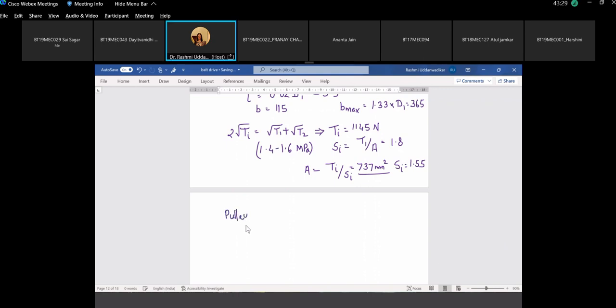We have exactly half an hour for completing the pulley design part. Okay, so normally we design the larger of the two pulleys. You can design any one of them, but let's go with the larger of the two pulleys. So the larger pulley has a diameter how much? With slip, what was the diameter of the larger pulley?